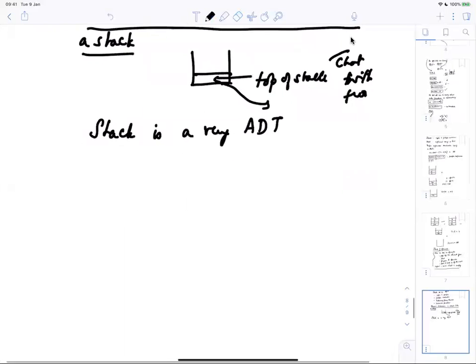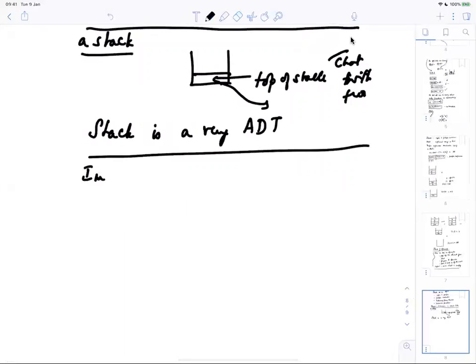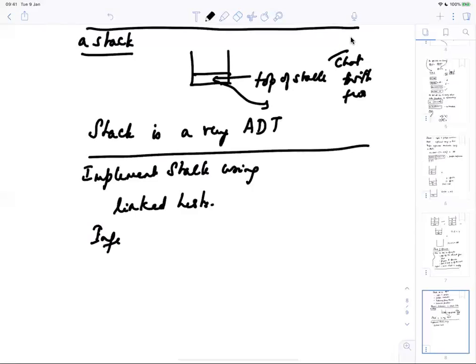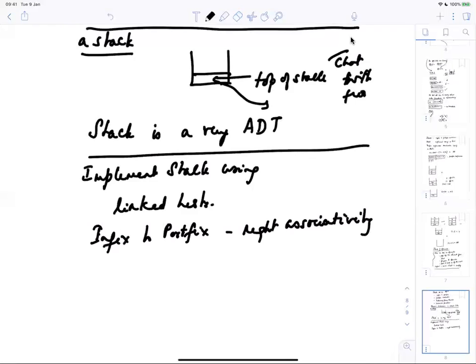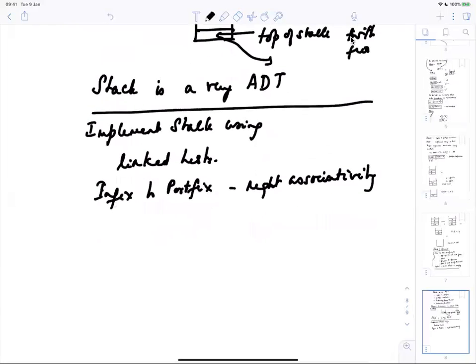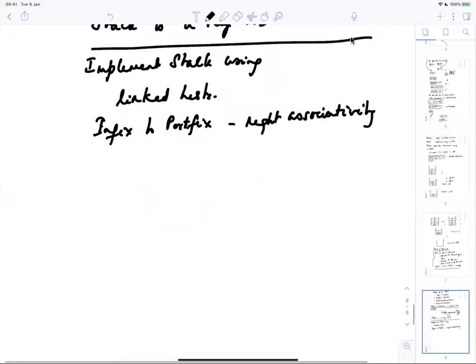So I want you to do a few things, which will be given to you as part of the lab. Implement stack using linked lists and infix to postfix with priority, plus I also want you to write associativity. Okay. So taking something like some operators are right associative, some are left associative. How will you work with that?